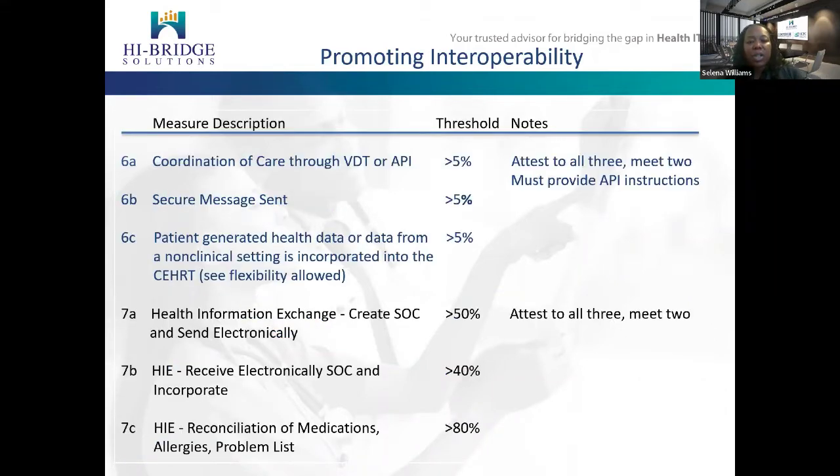Okay, so health information exchange. I know a lot of providers have had a problem with meeting this measure. You have to attest to all 3, but meet two of these measures. The first part is a percentage of 50% or greater. The HIE portion is receive electronic data, 40%. So it must be bidirectional, if a provider sends their information to a provider and vice versa. It must be able to track that going both ways, bidirectional. Medication reconciliation is greater than 80% on that measure.